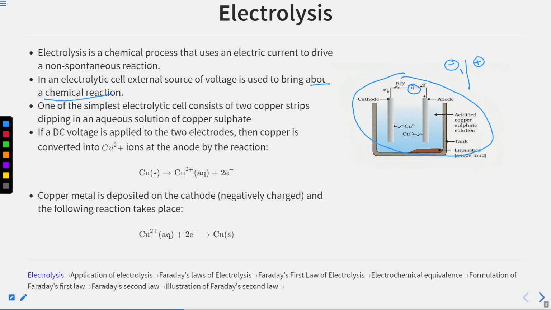One of the simplest electrolytic cells consists of two copper strips dipping in an aqueous solution of copper sulfate. So this is our example. We have taken a copper sulfate solution, which is written here also as acidified copper sulfate solution, and we have dipped two copper strips in it. This is the first copper strip, and this is the second copper strip.